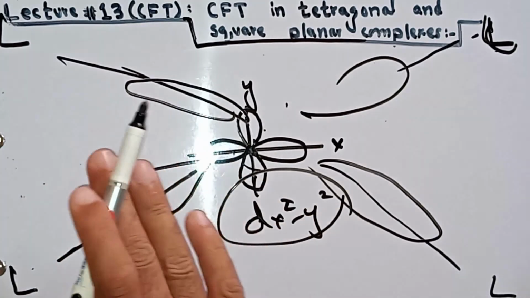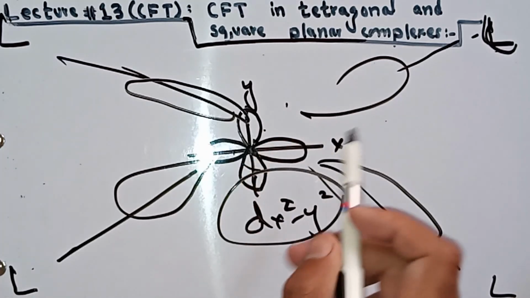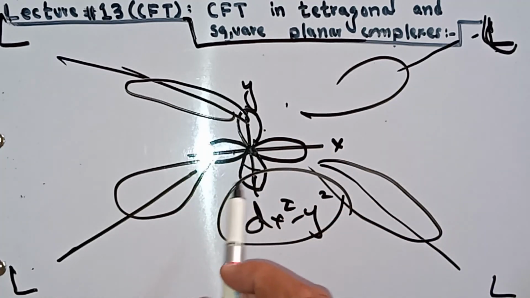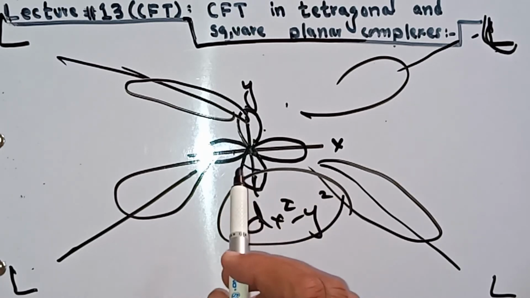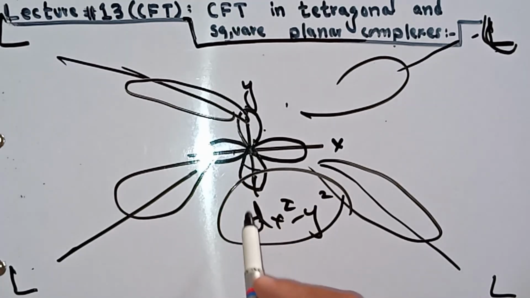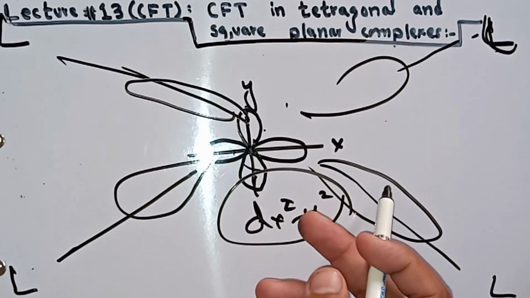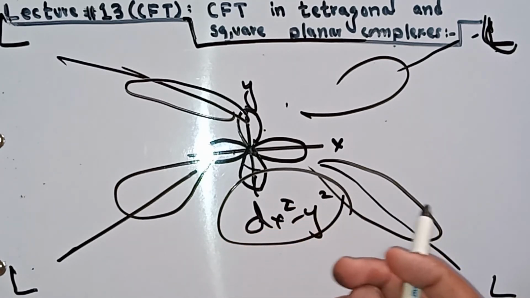And the complex will be in a single plane, because all the ligands are in the xy plane, and only four ligands are used in square planar complexes. So the energy of dx square minus y square will increase. So how will the splitting occur? Let's see the splitting.